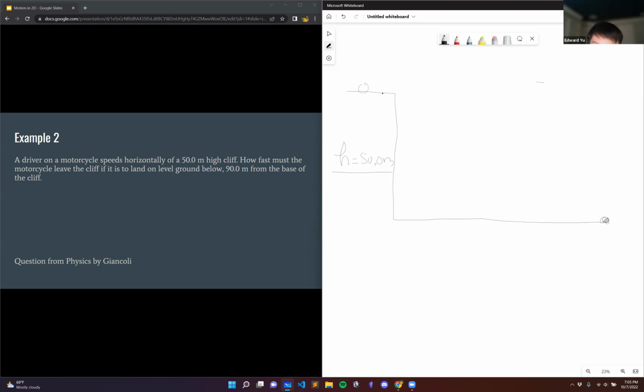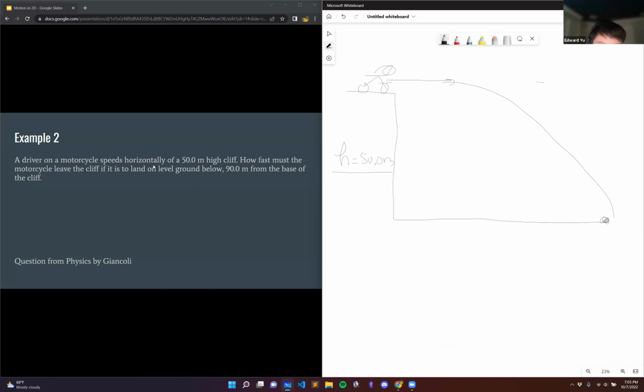So if your motorcycle is like this, and then it drives horizontally off the cliff, that means it's only going to go this way and then it's going to drop down like this. So you can see that there's no y component for the initial velocity. It's unlike a different situation where it got shot off at an angle like this, where it would have the y component and x component. But since it's speeding horizontally off a cliff, there's only x component initially.